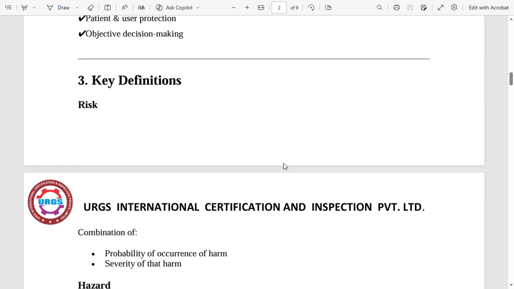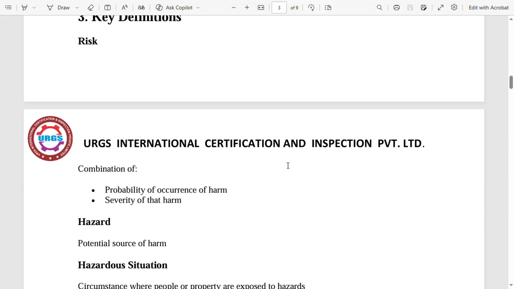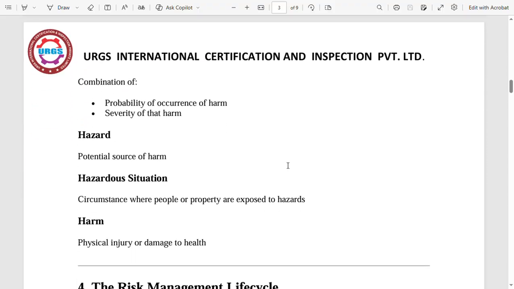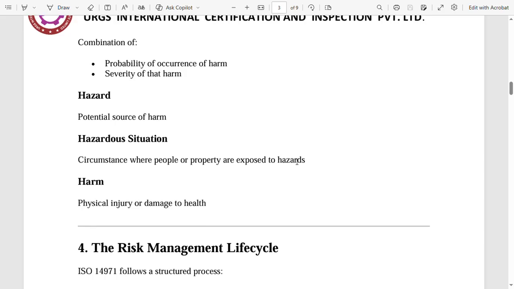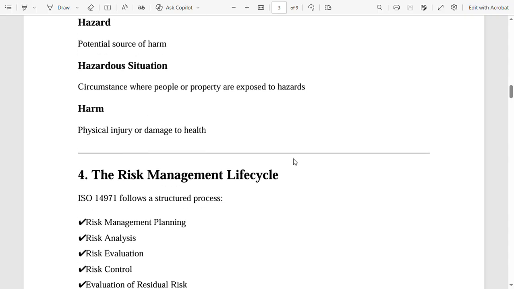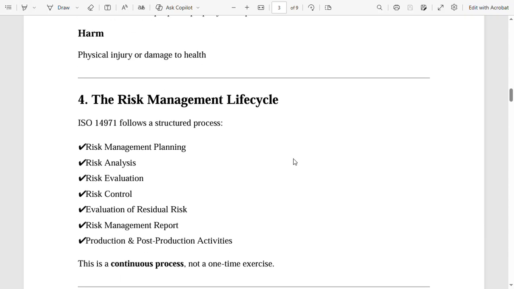Third, key definitions. Risk: combination of probability of occurrence of harm and severity of that harm. Hazard: potential source of harm. Hazardous situation: circumstance where people or property are exposed to hazards. Harm: physical injury or damage to health. Fourth, the risk management life cycle.